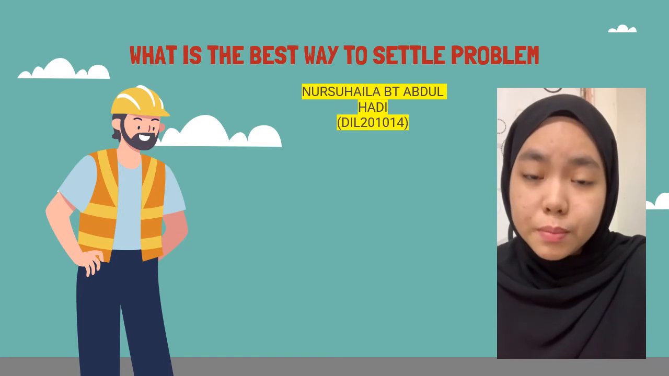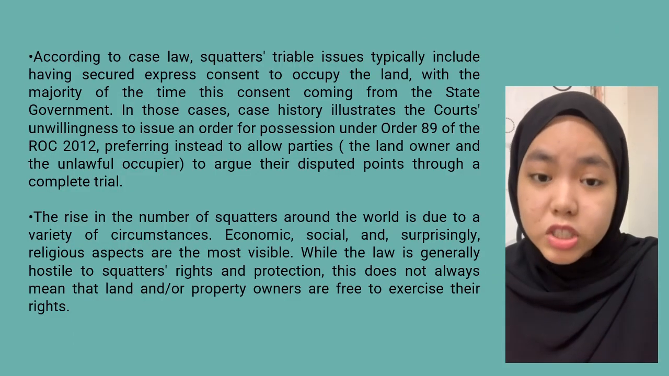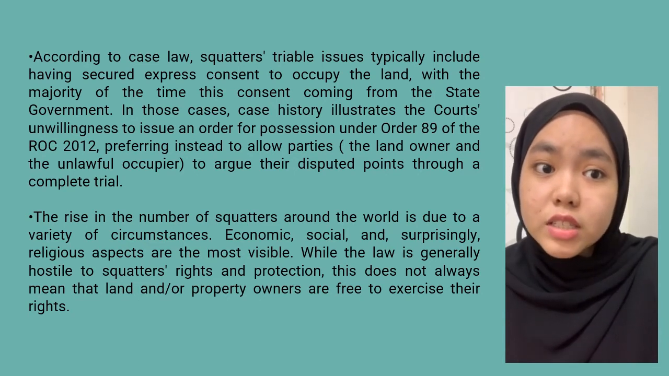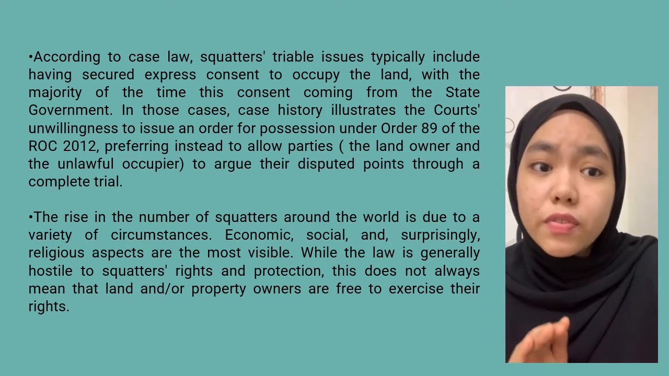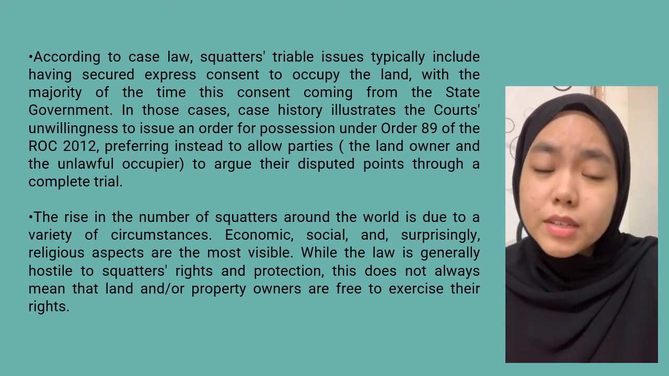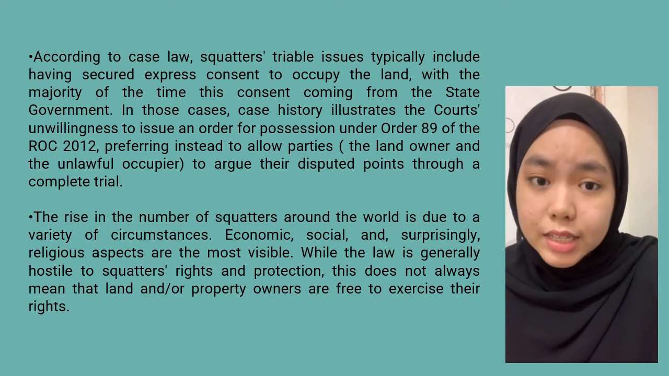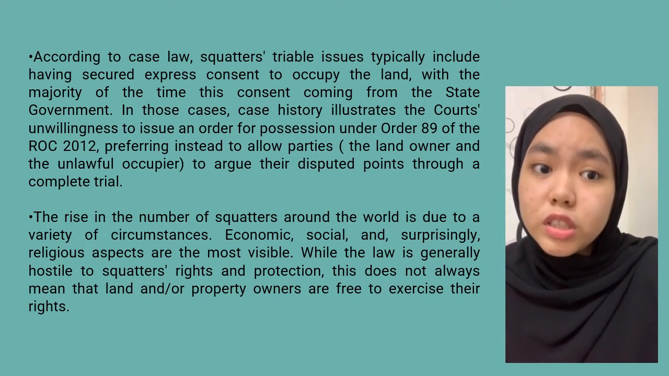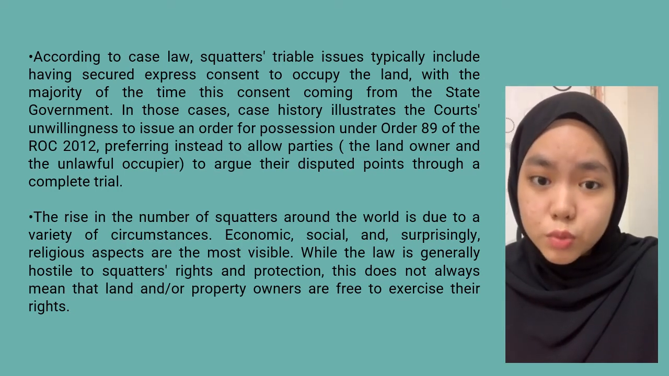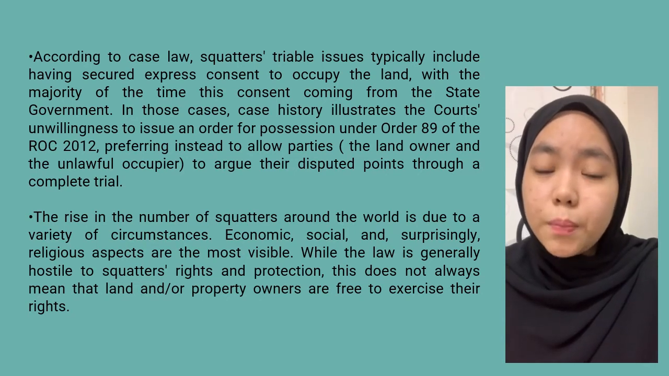What is the best way to settle the problem? According to case law, squatters' trouble typically includes having secure express consent to occupy the land, which the majority of the time is consent coming from the state government. In those cases, case history illustrates the courts are reluctant to issue an order for possession under Order 89 of the ROC 2012, preferring instead to allow the parties, the landowner and the unlawful occupier, to argue the dispute through a full trial.